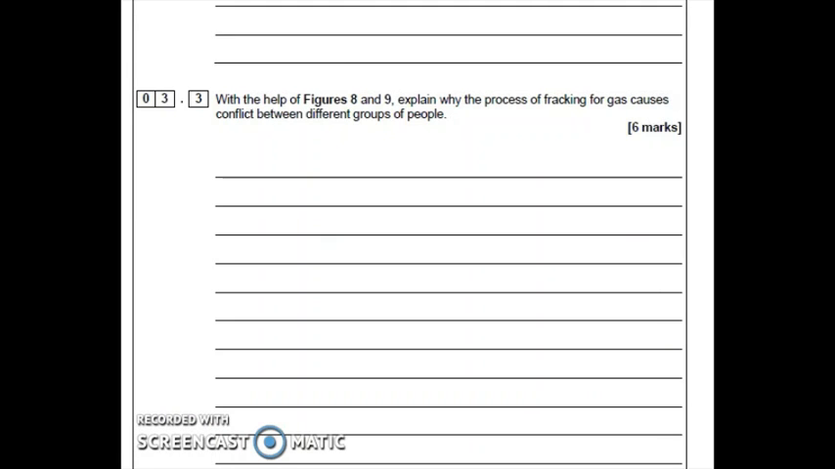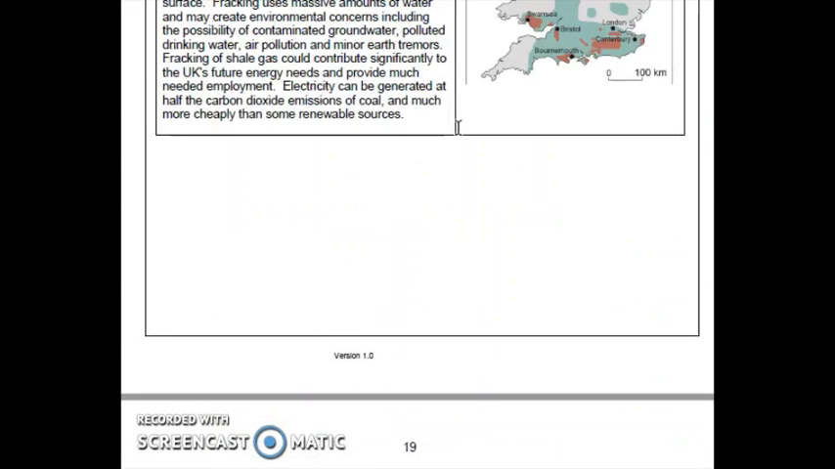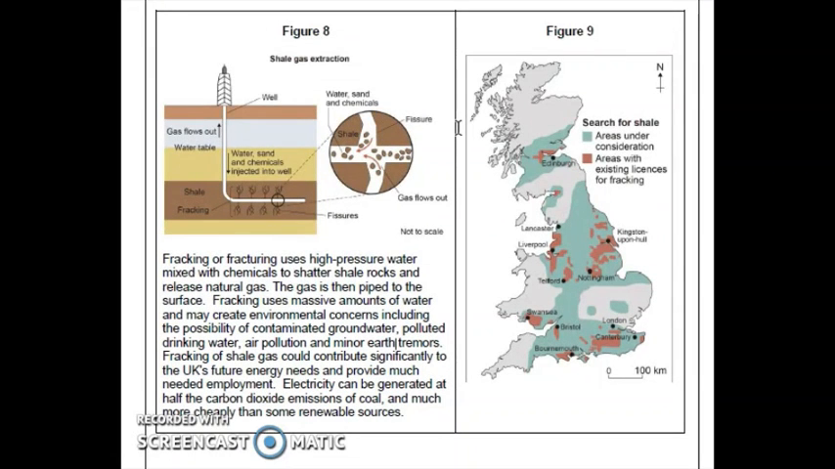3.3: with the help of figures 8 and 9, explain why the process of fracking for gas causes conflict between different groups of people. So the main focus of this question is environmental impacts on one side and the economic impacts on another. So if we look at the figures, underneath the diagram, we've got what fracking is, and it suggests some of the negatives and also some of the positives. So this will be our starting point. We then just need to develop the points further.